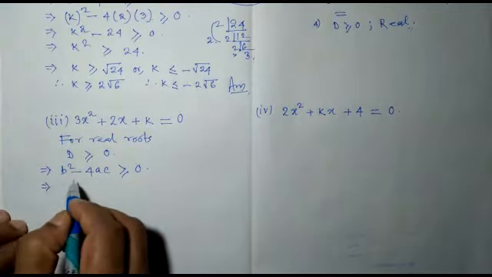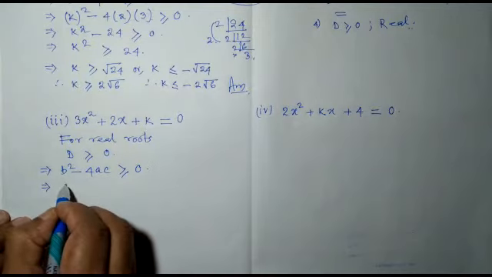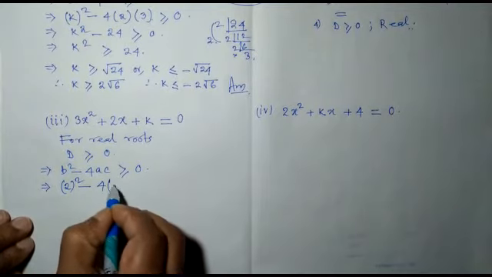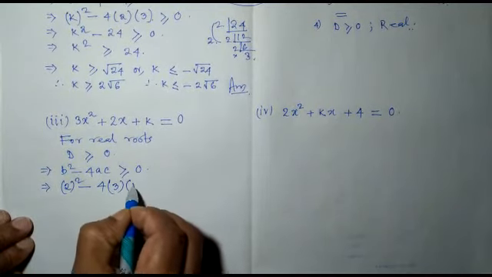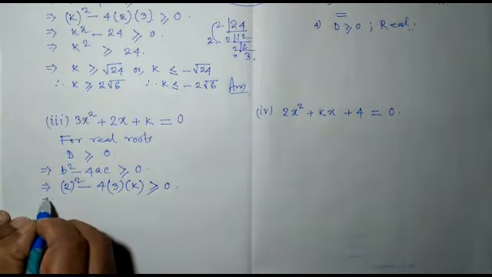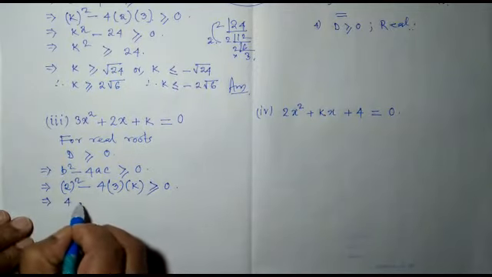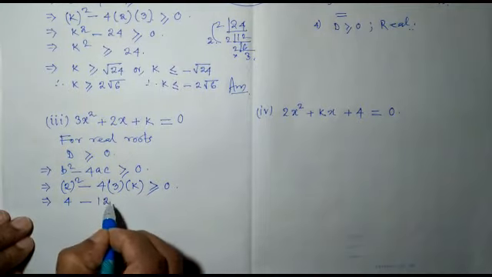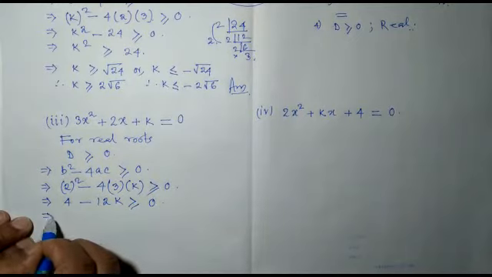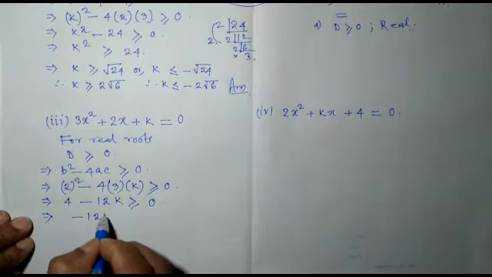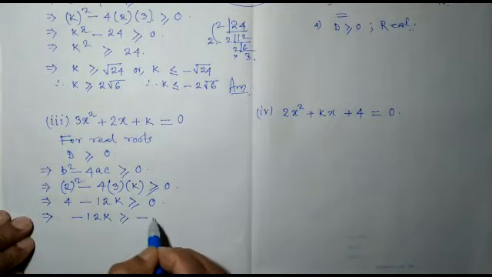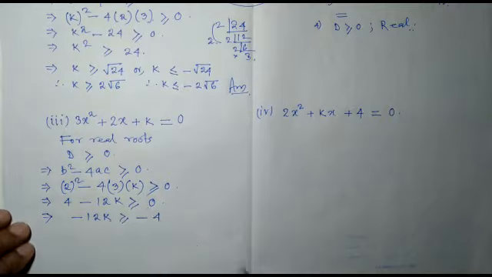Then calculate b square minus 4ac. What is b? It is minus 2, whole square, minus 4. What is a? It is 3. And what is c? It is k, greater than or equal to 0. Then multiply 2 whole square, it is 4. Then 4 into 3, 12k, greater than or equal to 0. Then minus 12k, take the 4 to the right side, greater than or equal to minus 4. So 0 has no value, no need of writing.